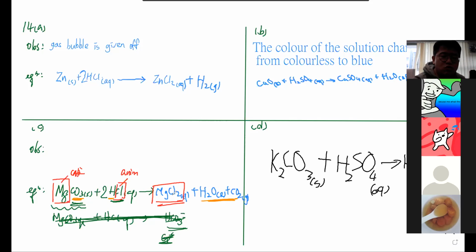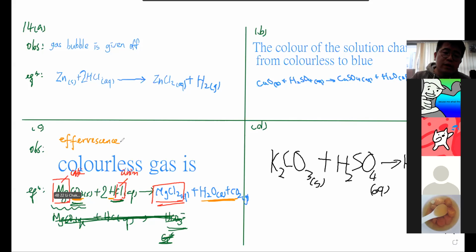Okay, so we usually use this type of thinking model to help you write down the equations. Okay, so the observation is, yes, that's right. Many of you, I see some of you have marked it here. It is the effervescence, or colorless gas bubbles, or you may say that the solid dissolves. The solid dissolves, and that is also a possible answer, right?